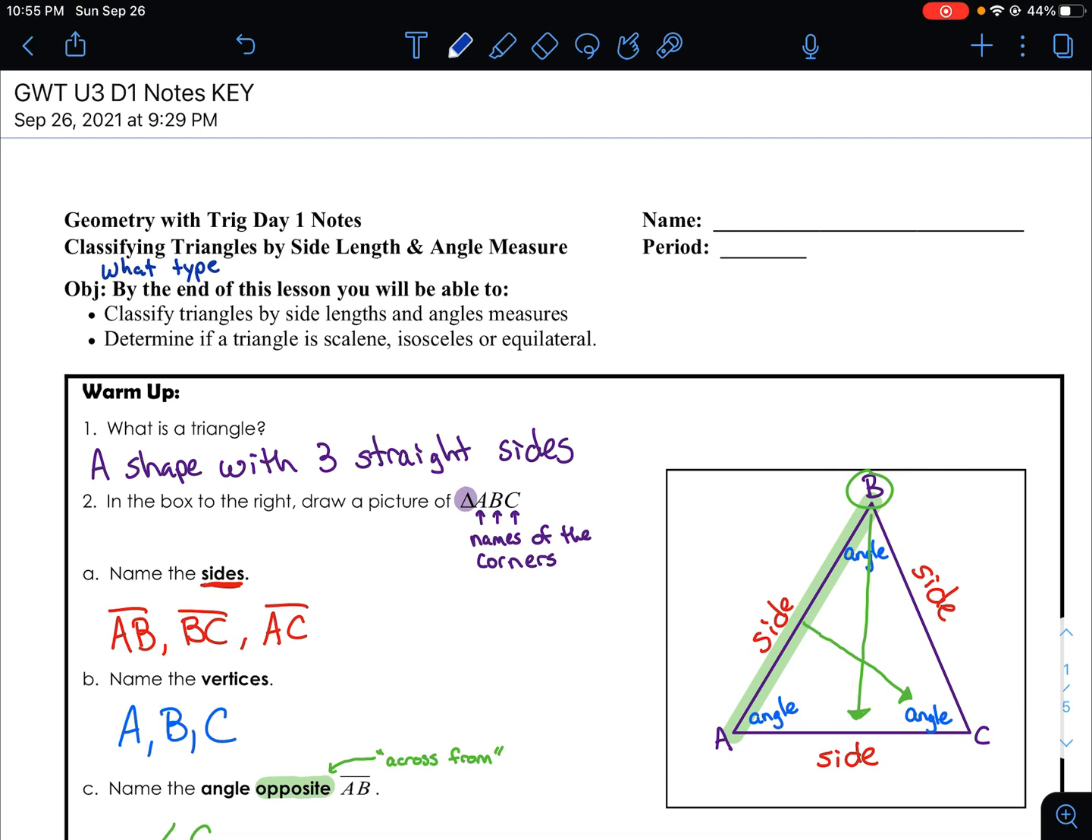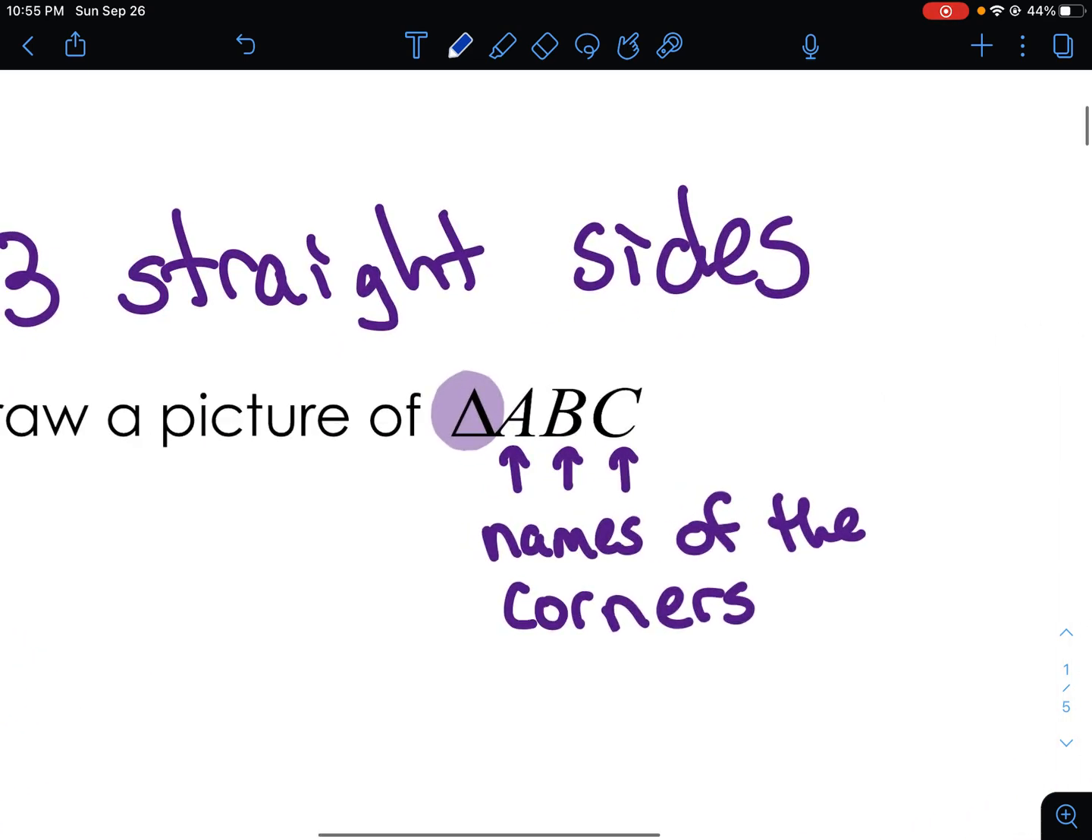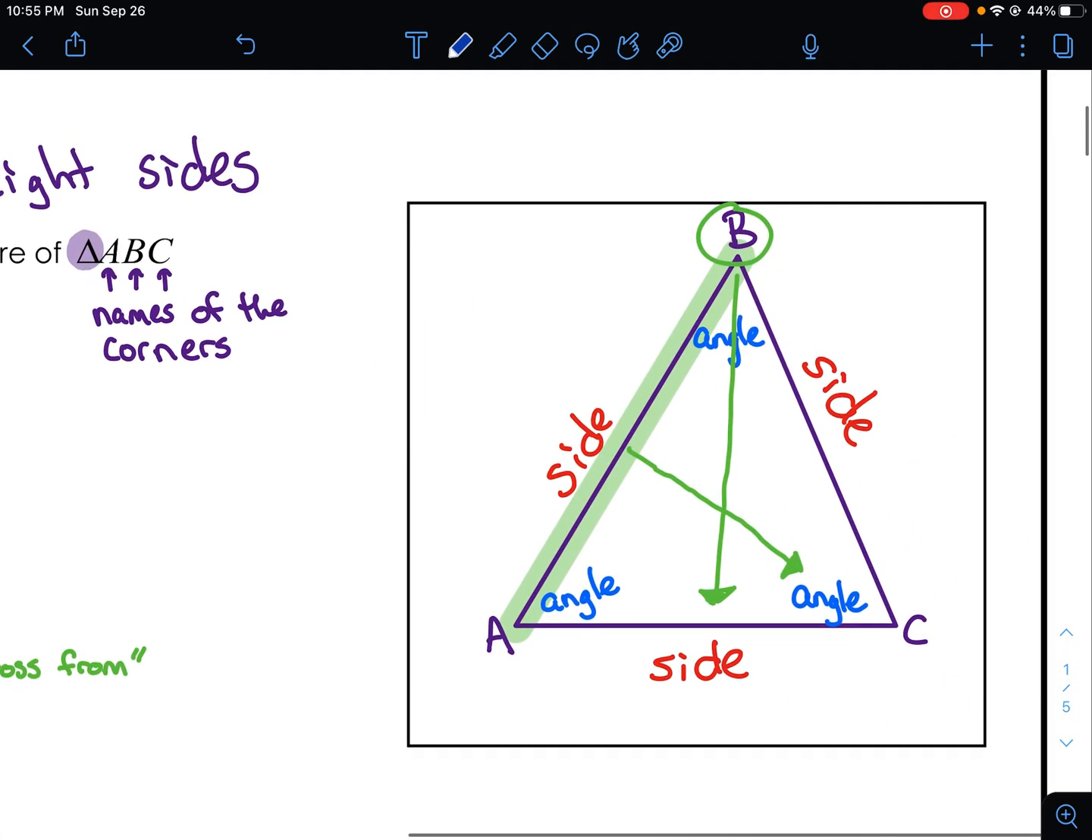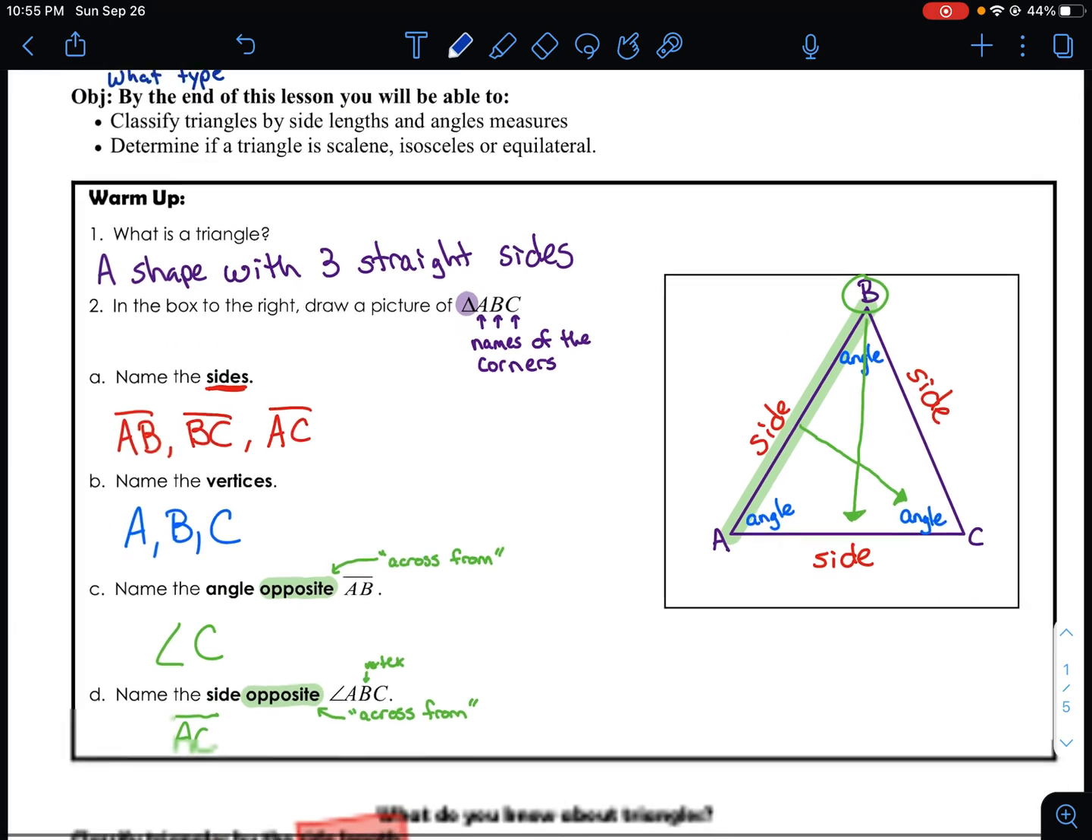So first and foremost here in the warm-up box, what is a triangle? That's pretty trivial, right? We know that it's going to be a shape with three sides. So in the box to the right here, number 2, it says draw a picture of triangle ABC. Now you can see that highlighted symbol right there. When we name a triangle, we name it by putting that triangle symbol out in front of 3 letters, and those 3 letters are the names of the corners. So we can see this triangle here in purple has corners of A, B, and C. The order does not matter. So if we called this angle CAB, CBA, BCA, does not matter. We put the triangle symbol, and then just the 3 corners are going to have those 3 letters.